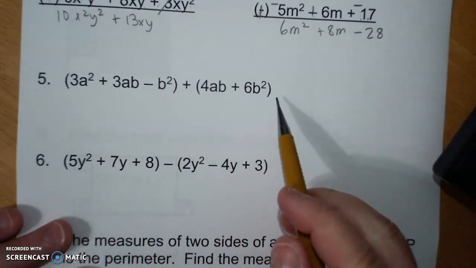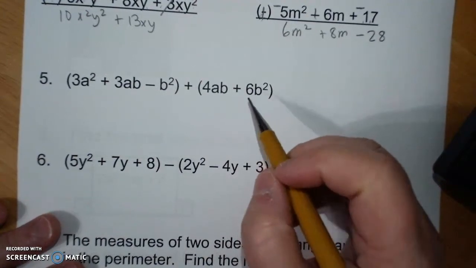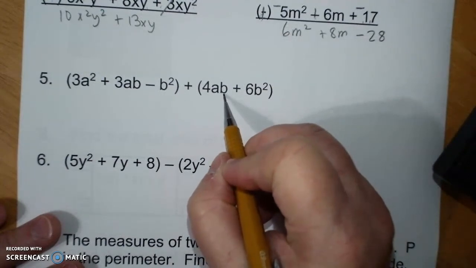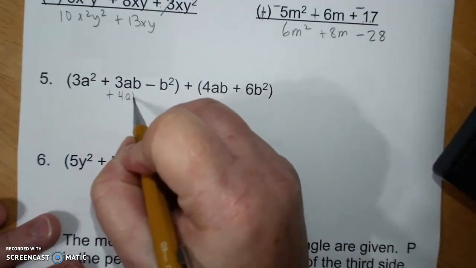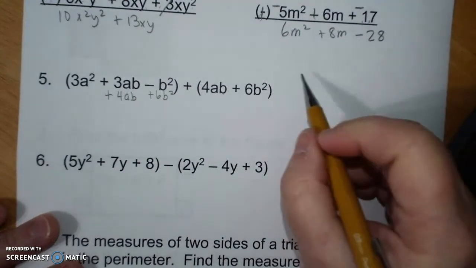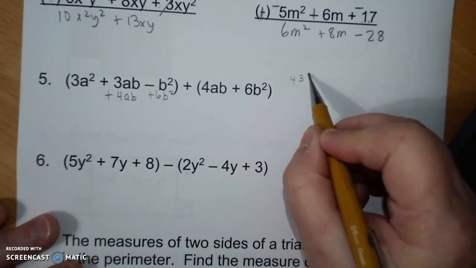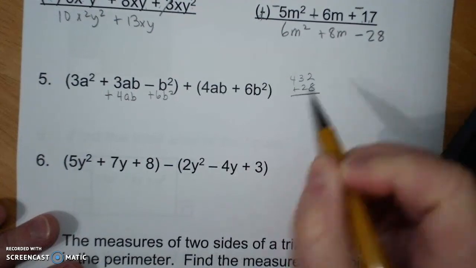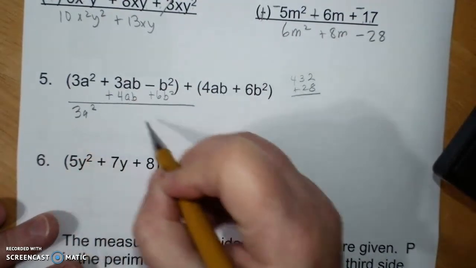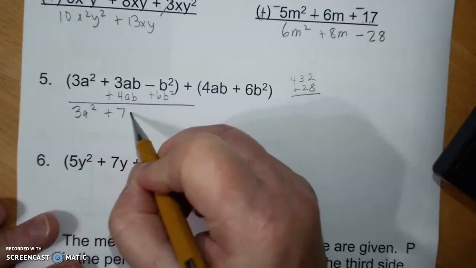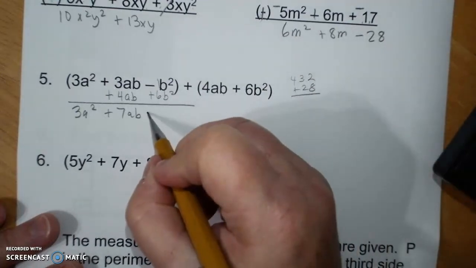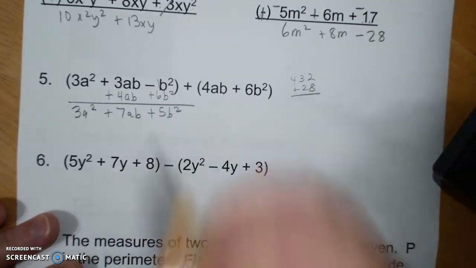I don't work horizontally very well. I have stressed a lot of times you have a table, you have anything, you do vertical. And what I'm going to do is I'm going to put them underneath who they go. Positive 4ab and positive 6b squared. So in math, it's like 432 plus 28. That's what we're really doing. I put the line, 3a squared plus 3 and 4 is 7 with the last name of ab. A negative 1b squared and a positive 6b squared is a positive 5b squared.